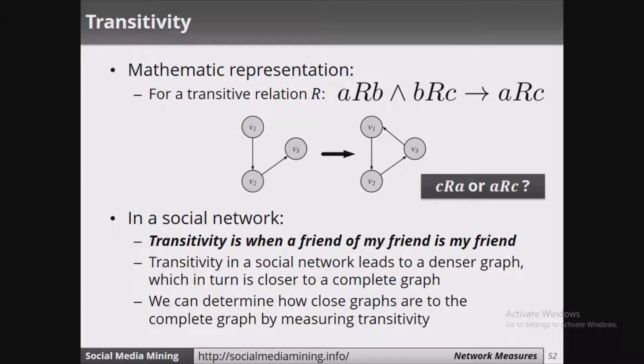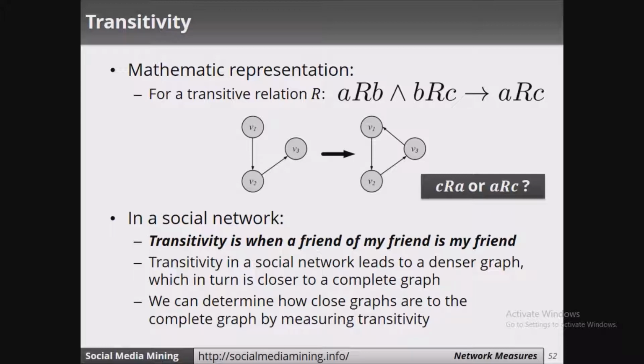So if a person A is connected to B and B is in turn connected to some other friend C, are A and C also connected? This is what transitivity is. Its mathematical representation can be seen in the video. For a transitive relation R, if A relates to B and B relates to C, then A relates to C. This is the mathematical representation of transitivity.